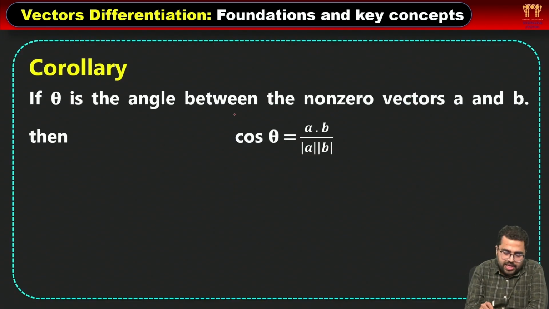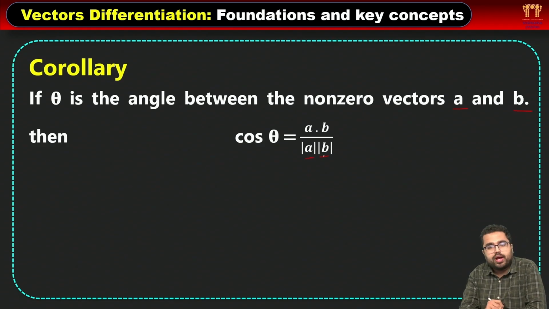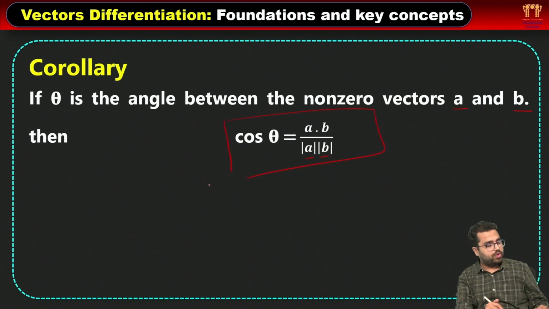So again, if theta is the angle between two non-zero vectors A and B, why have we taken non-zero vectors? Because we are dividing by mod A into mod B. So if you want to find the angle between two vectors, you can use cos theta is equal to A dot B divided by mod A into mod B.